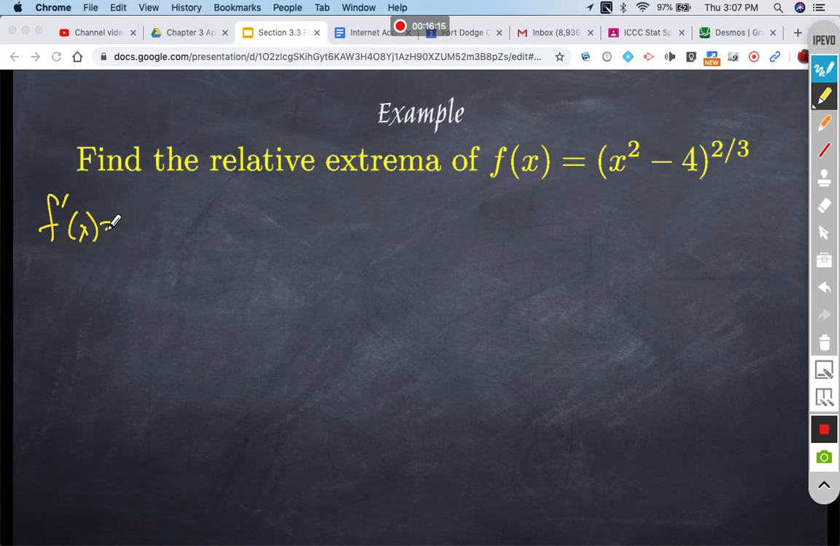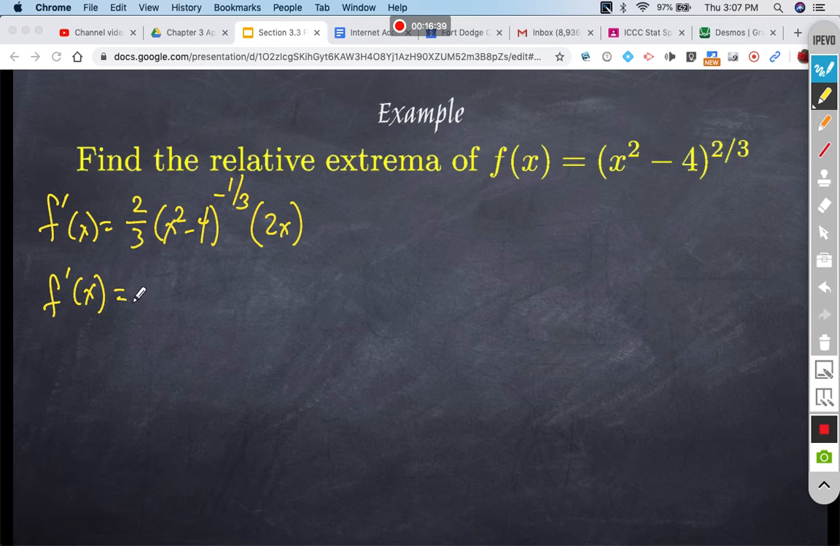The first derivative is going to be, well, I'm going to use the general power rule. So I'll go 2/3 times x squared minus 4 to the negative 1/3 power times the derivative of x squared minus 4, which is 2x, using the chain rule. So we'll work this together. That gives me 4x over 3 times x squared minus 4 to the 1/3 power.